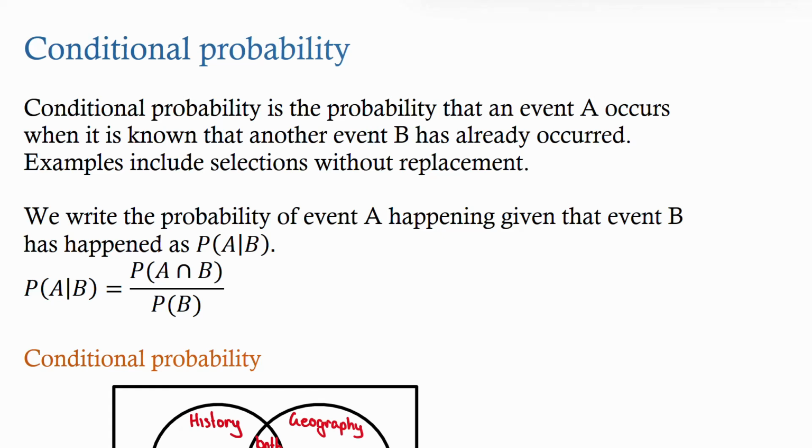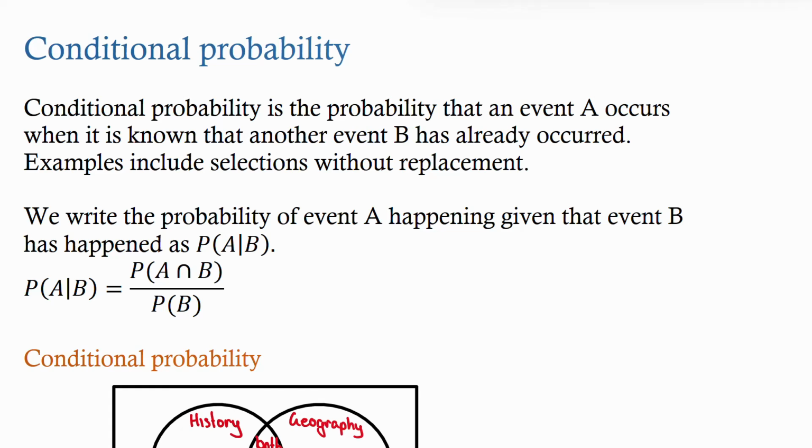In this video, we're looking at conditional probability. Sometimes conditional probability can be confusing, so it's important to really pay attention. Conditional probability is the probability that an event A occurs when it's known that another event, B, for example, has already happened. Examples include selections without replacement. We write the probability of event A happening given that event B has happened as P(A|B). There's a formula you can use.